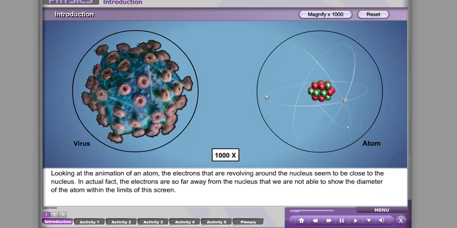Looking at the animation of an atom, the electrons that are revolving around the nucleus seem to be close to the nucleus. In actual fact, the electrons are so far away from the nucleus that we are not able to show the diameter of the atom within the limits of this screen.